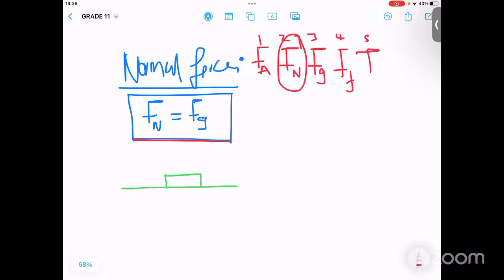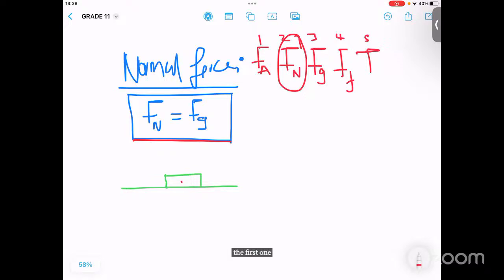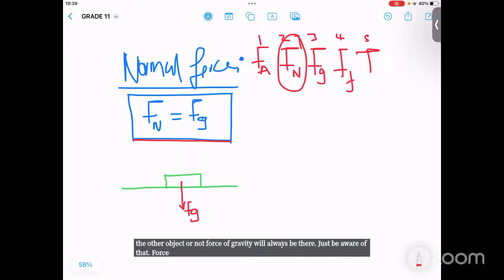How so? Okay, when you look at this object, there are two forces acting on it. The first one is this one called the force of gravity. Whether the object is in contact with the other object or not, force of gravity will always be there. Just be aware of that. Force of gravity will always be there.